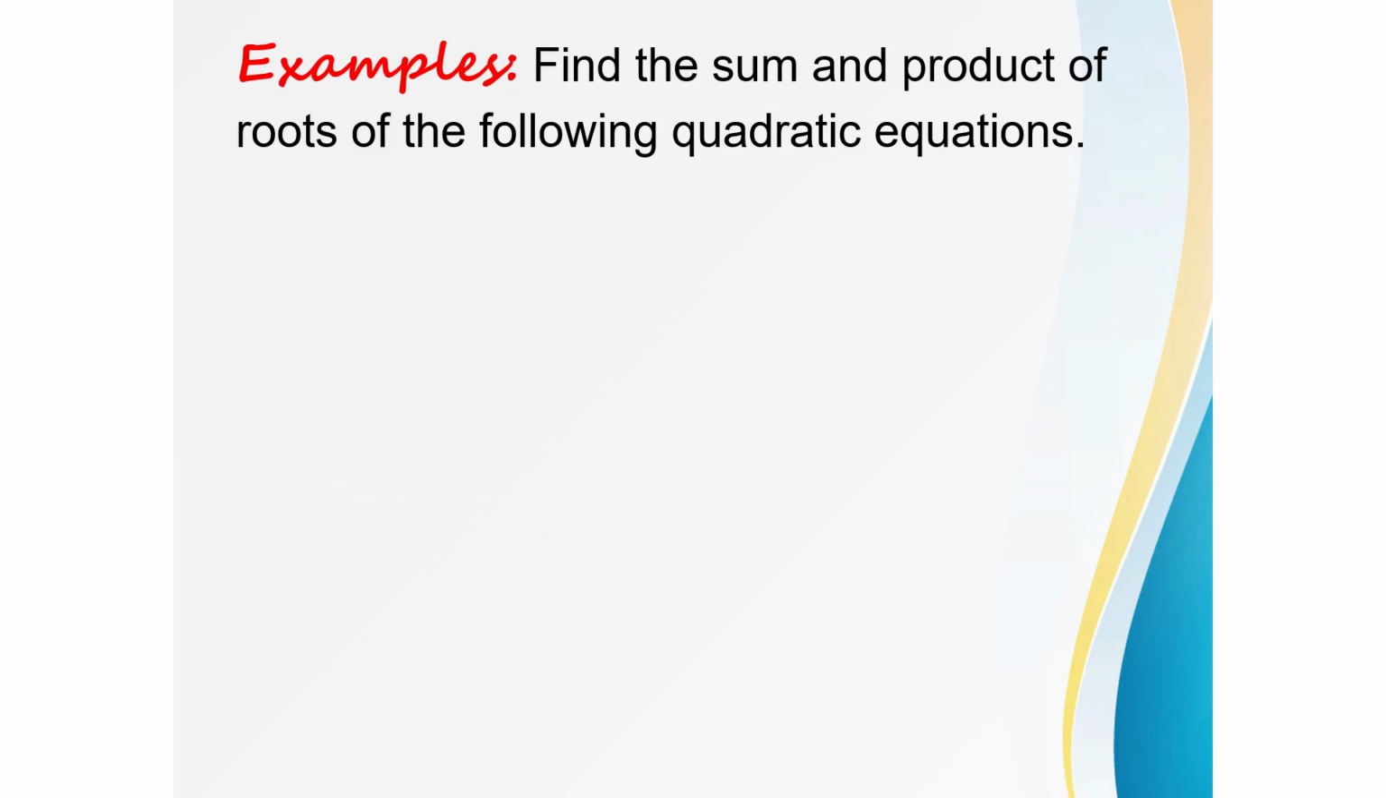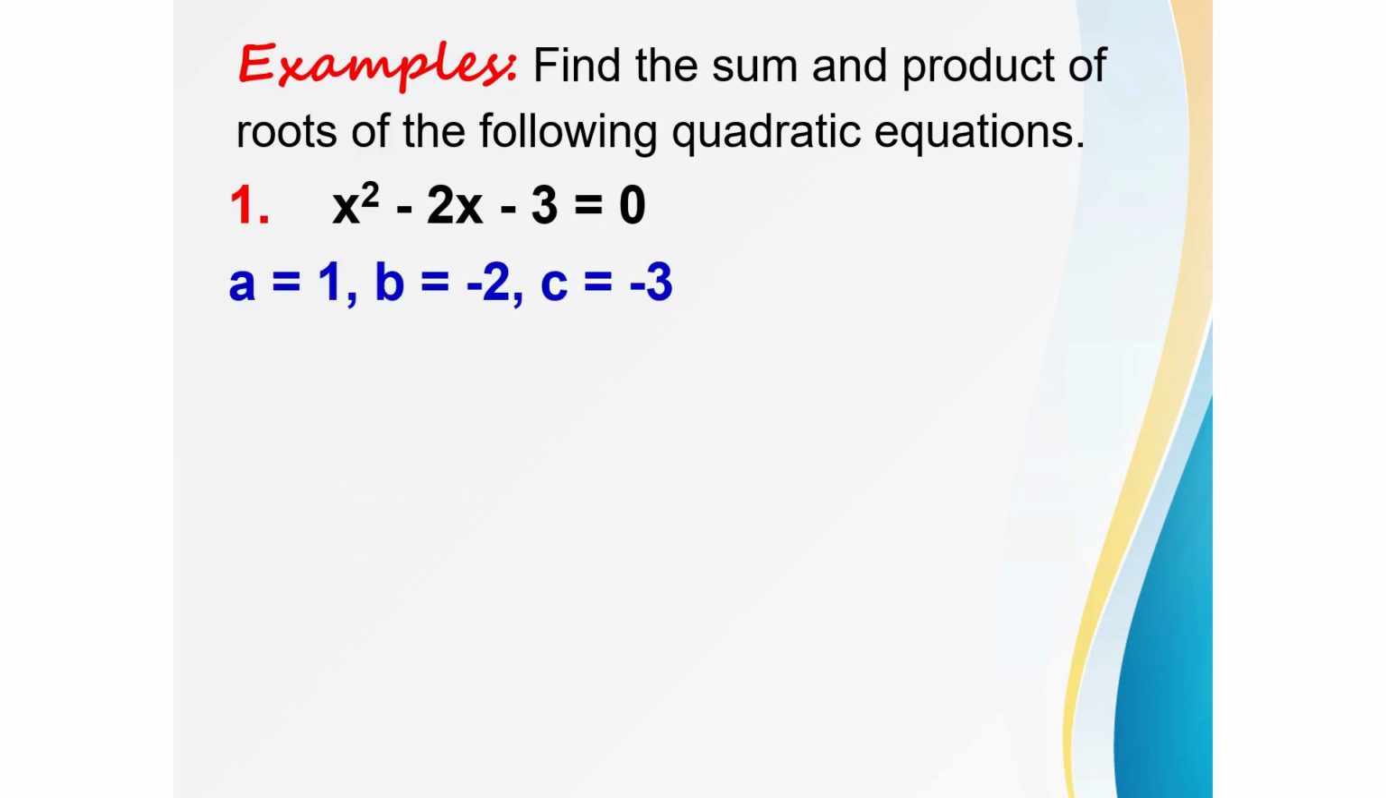Examples: find the sum and product of roots of the following quadratic equations. Number 1, x squared minus 2x minus 3 equals 0. Make sure the quadratic equation is in standard form before identifying the values of a, b, and c. So in this example, the value of a is 1, the value of b is negative 2, and the value of c is negative 3.